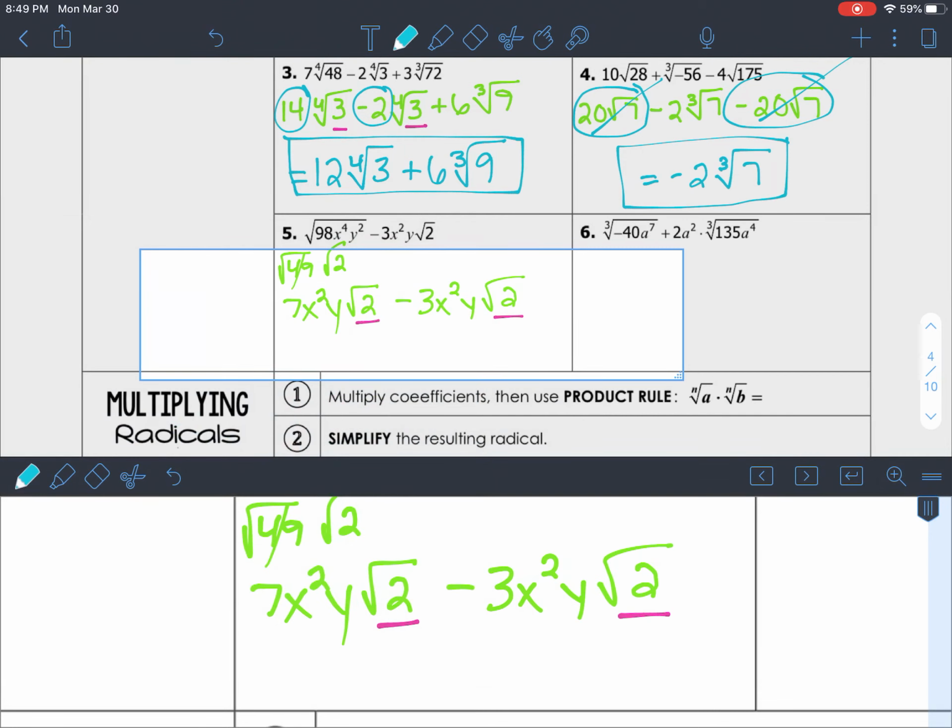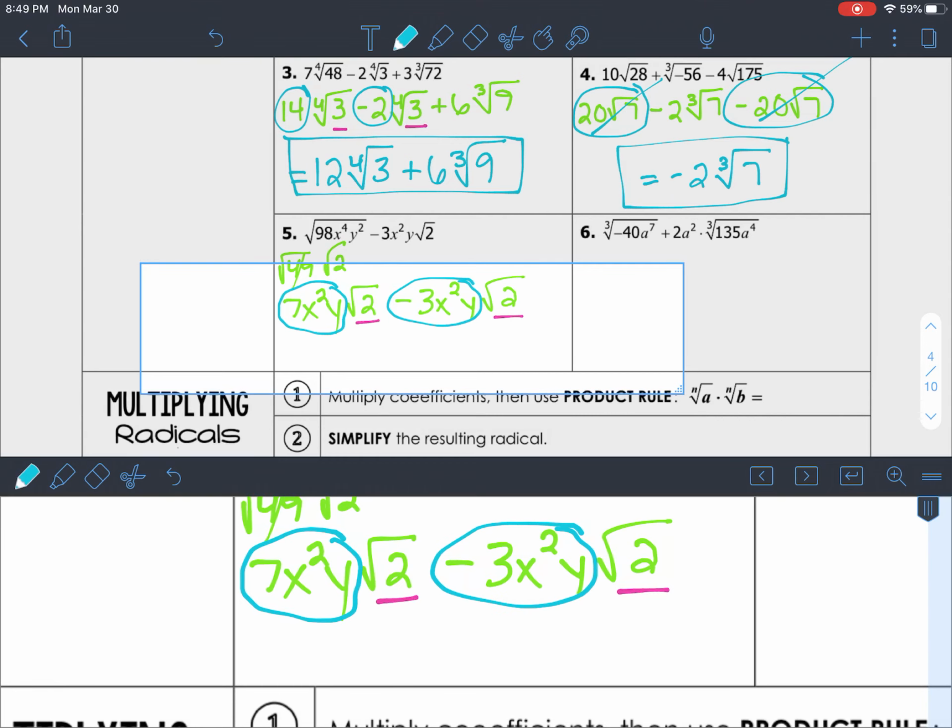So I can go ahead and add the outside. I'm going to make sure that these two have the same variables as well. So we have the same numbers, and then x squared, y, and y. So I can actually add those. I'm going to do 7 minus 3. I'm going to get 4 x squared y times the square root of 2.